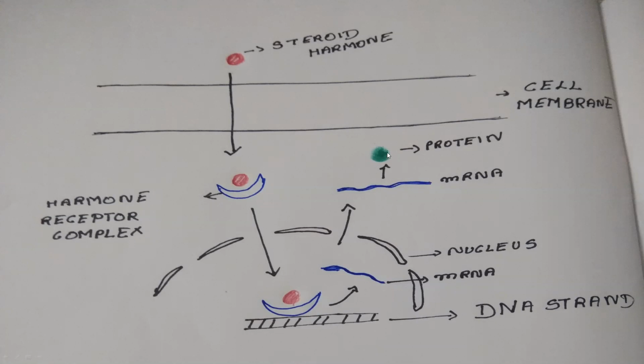There are some non-genomic effects as well, which cannot be explained by this mechanism of action because they occur in a few minutes. One example of a non-genomic effect of estrogen is mediated by ER alpha. Nitric oxide synthase, released from the endothelium, results in vasodilatation and has a cardioprotective effect. So this is one non-genomic effect of estrogen which cannot be explained by transcriptional activation.